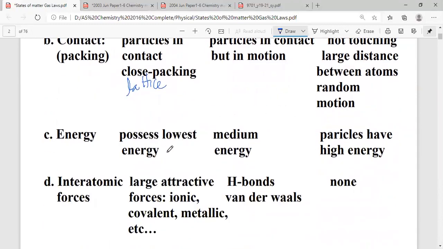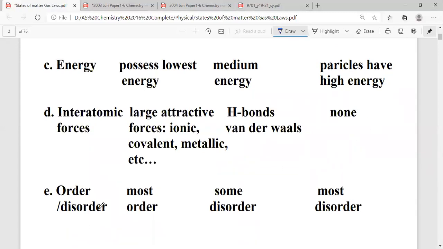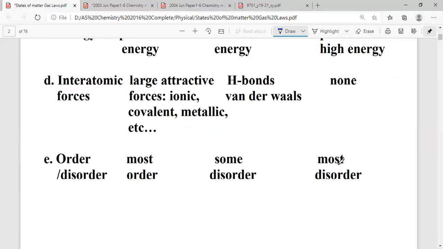Energy is the lowest of all, not zero yet. You learn about zero, enthalpy and entropy later. Here's medium and here's high energy. Intermolecular forces, here's the greatest attraction because they're close to each other. They're basically ionic, covalent, or metallic. Here, hydrogen bonds and metal forces occur. Here, no. We assume that there are no intermolecular forces in gases for ideal gas. Of course, for real gas, you'll find they do have some, which we talk about later. Order, this is for entropy: most ordered, some disorder, and most disorder. You come across it later when you do your entropy, okay?